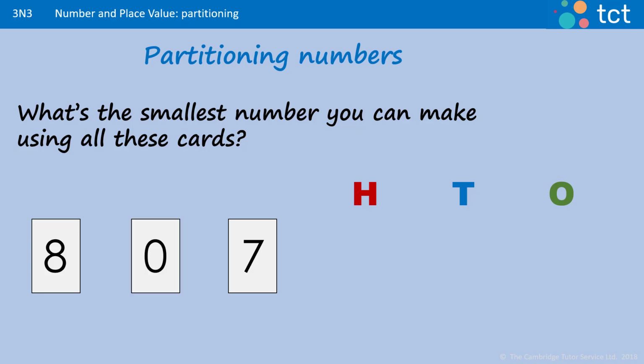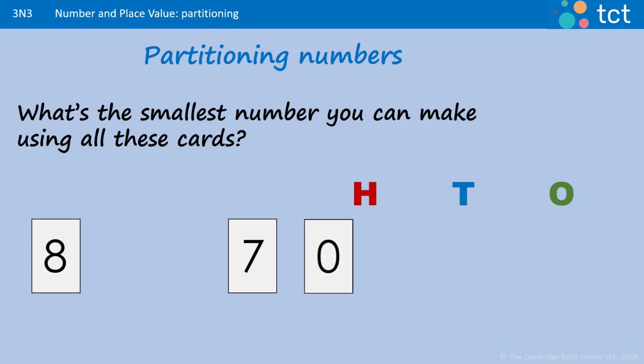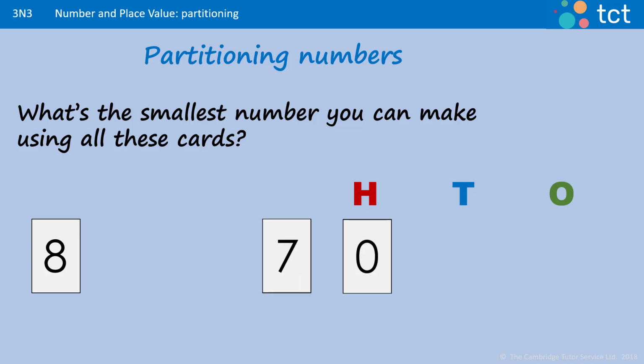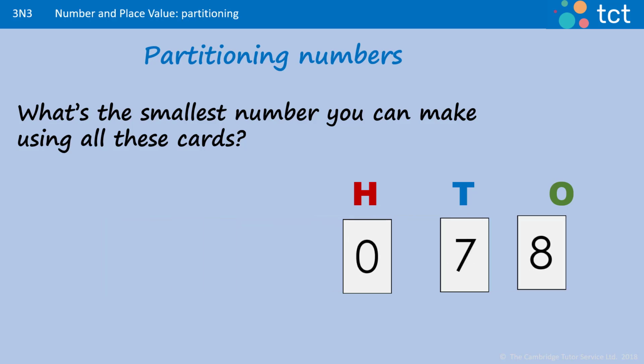Starting with the smallest value, the 0, in the hundreds, so we have no hundreds. The next smallest digit is 7, that's going in the tens, and then the highest value digit, 8, will go in the ones. Again, even though we have 3 digits, we've made a 2-digit number, 78.